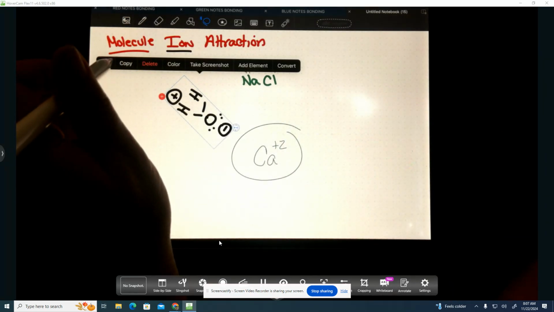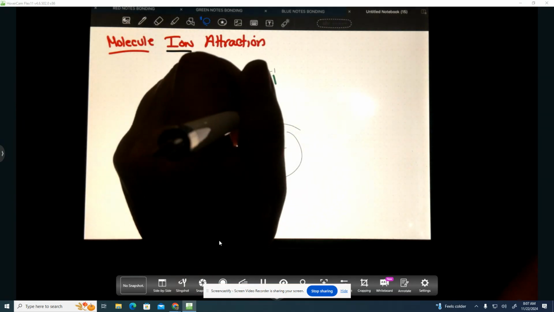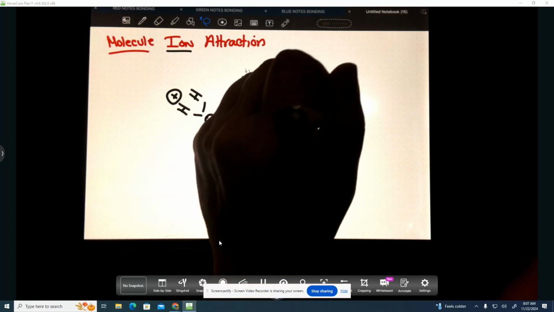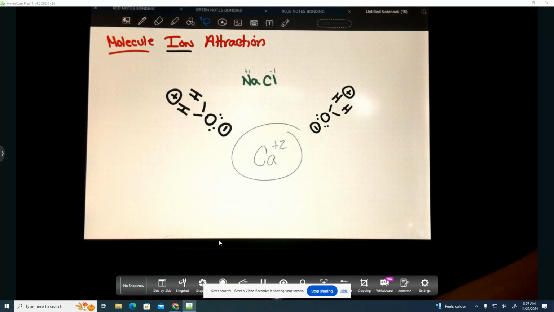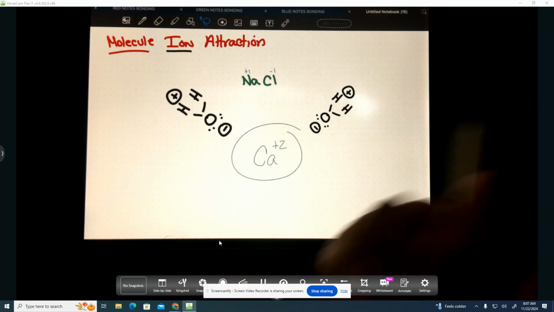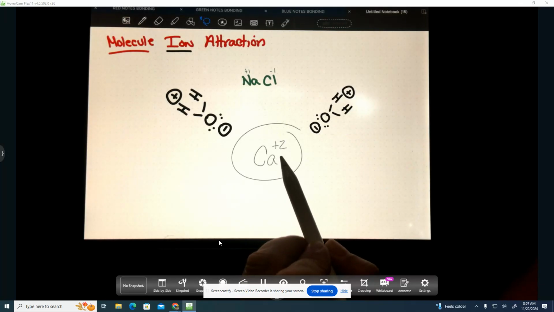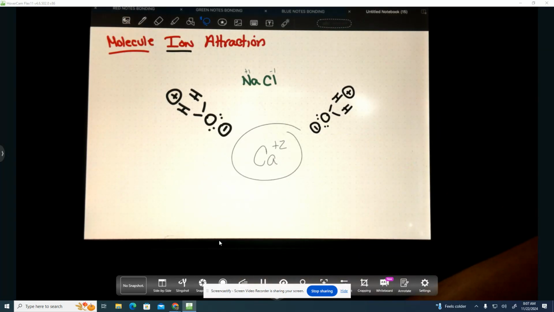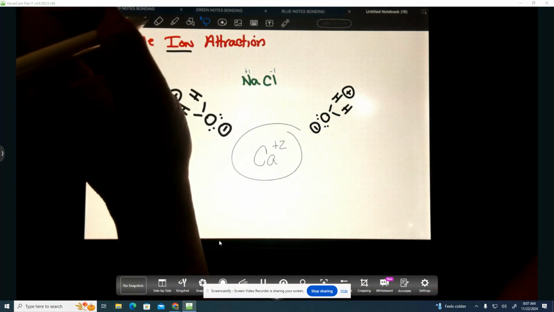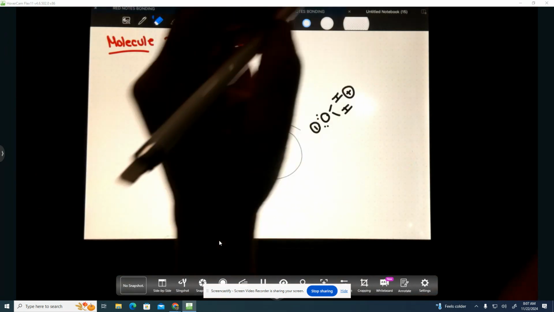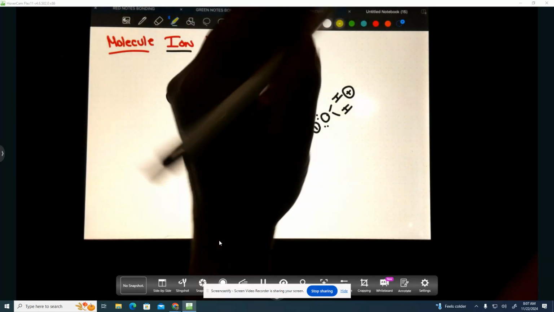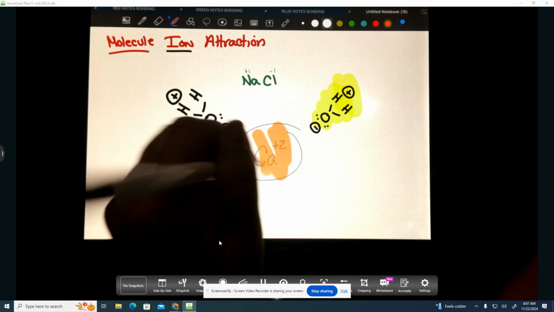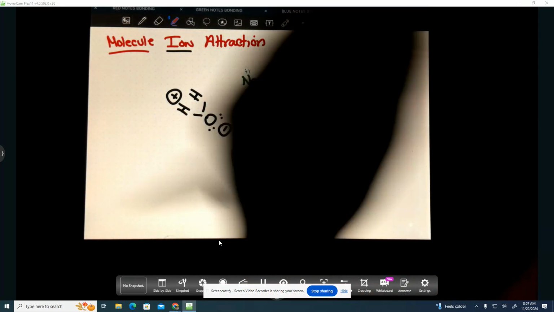And then they will tell you, all right, let's draw a couple more. Make sure that negative is pointed towards the positive calcium. You see how the negative goes to the positive? If this was negative, then the hydrogen end would be pointing. That's called a molecule-ion attraction. Here's your molecule. Here's your ion attraction.